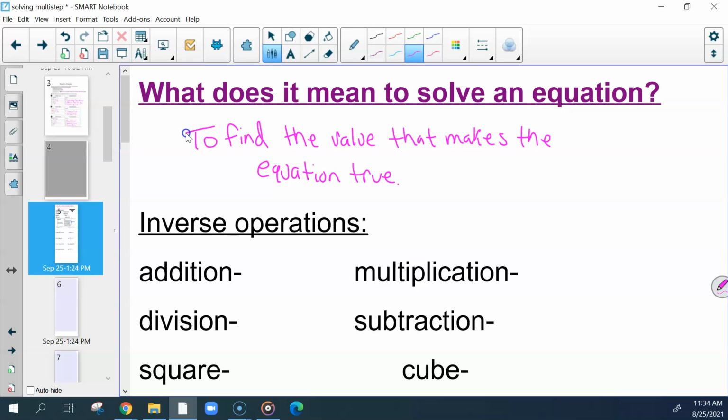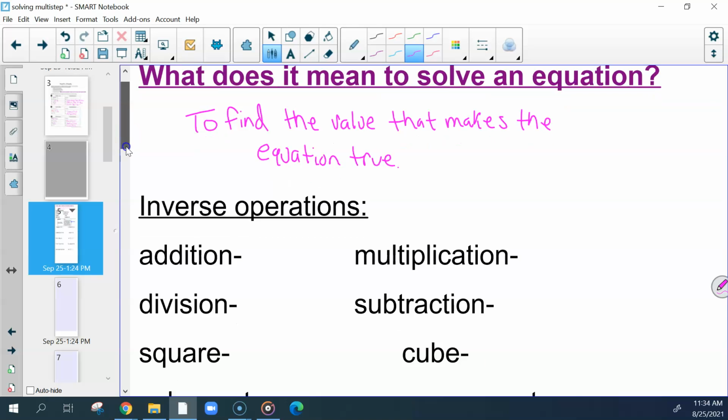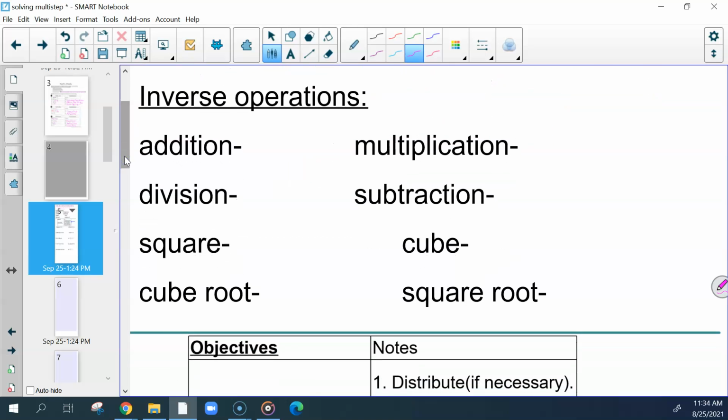And in order to solve that equation, sorry, go ahead. We need to use our inverse operations. We were kind of just doing that, but it was already solved for us. Now we're actually going to be solving it, and we have to know what those are. So inverse operations is just that, the opposite.